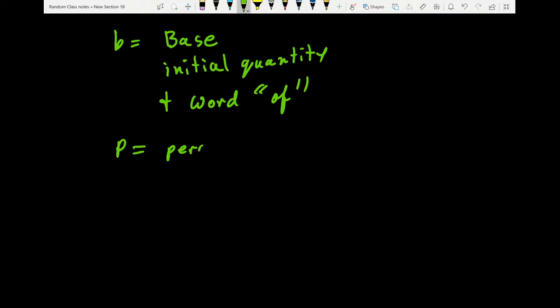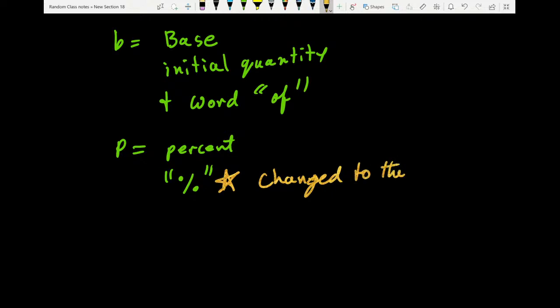Percent. It's this symbol right over here. Here's the important part. It needs to be changed to the decimal form. So if I give you something percent, let's say 32%, you have to convert that to decimal. Remember, here's the decimal. It moves 2 to the left, 0.32.